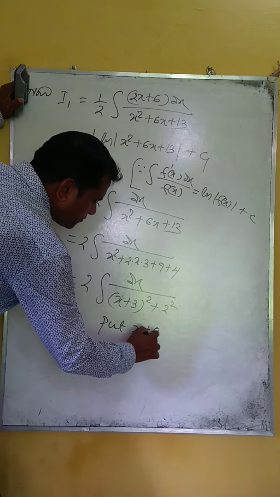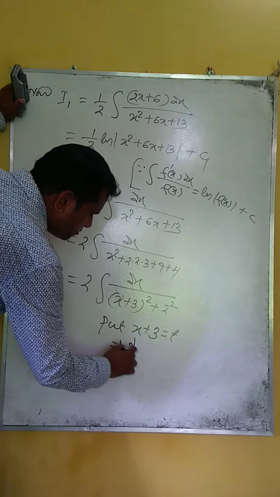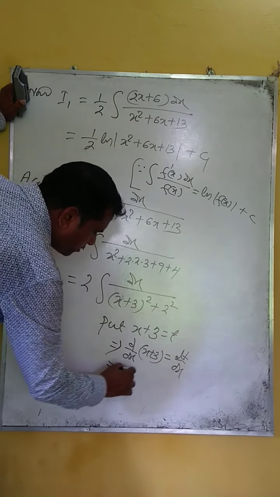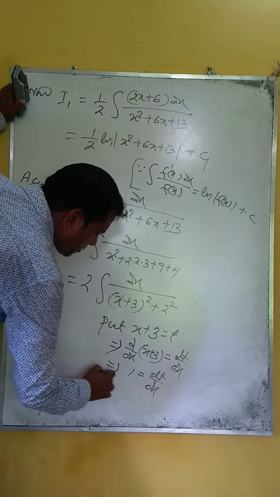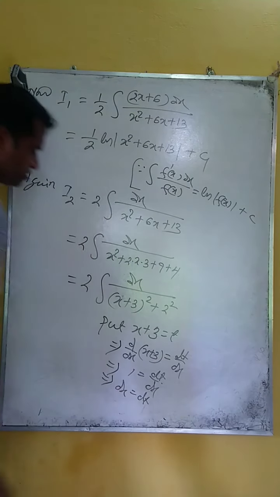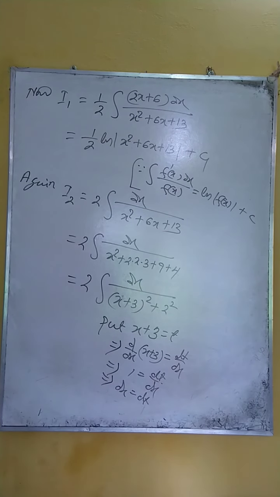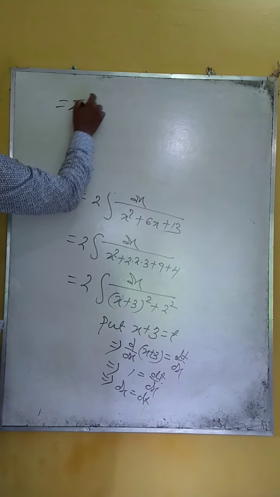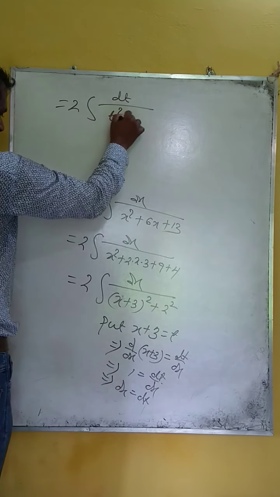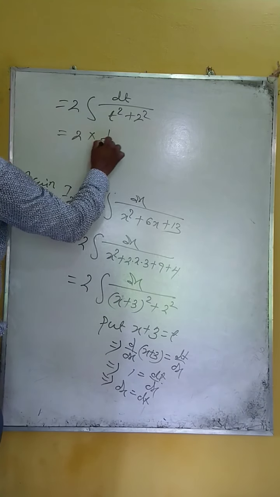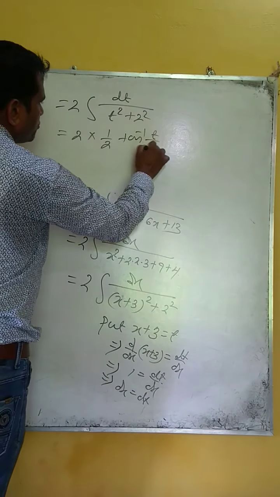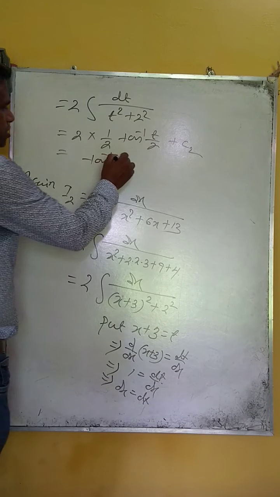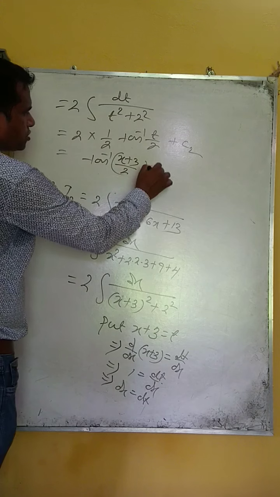Okay, so we put x plus 3 is equal to t, then we get d by dx of x plus 3 is equal to dt by dx, that implies 1 is equal to dt by dx, dx is equal to dt. So we get 2 integral dt by t square plus 2 square, that equals 2 into 1 by 2 tan inverse t by 2 plus c2, cancelling 2, tan inverse t means x plus 3 by 2 plus c2.